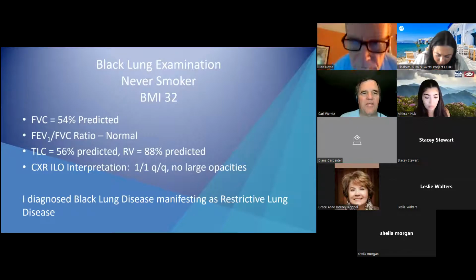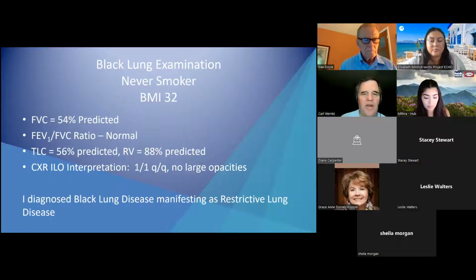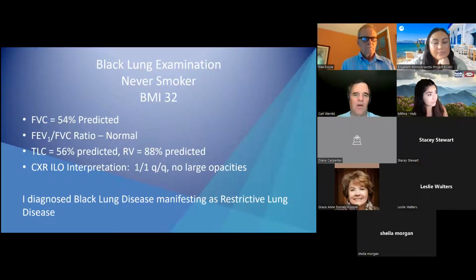So this is my example patient. They were a never smoker. They had a BMI of 32. The FVC was 54% predicted. The ratio was normal. The total lung capacity was 56% predicted, and the RV was 88% predicted. And then their ILO interpretation was of a 1/1 QQ with no large opacity. So there was evidence for black lung on the X-ray, and then what we would normally call restrictive disease.